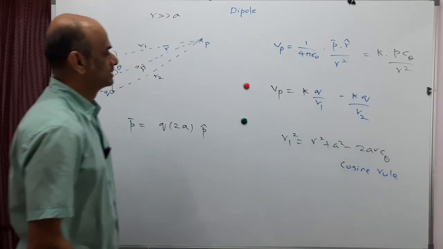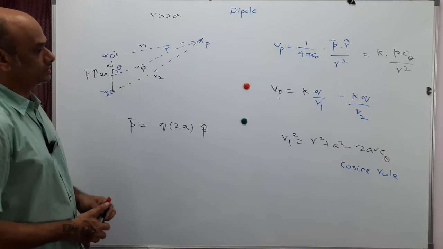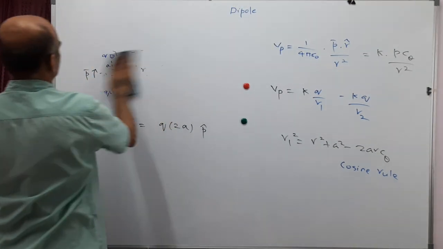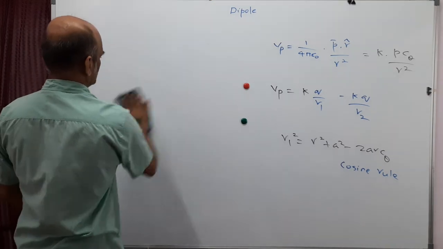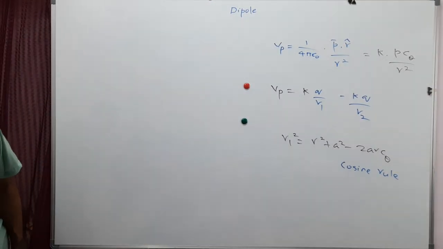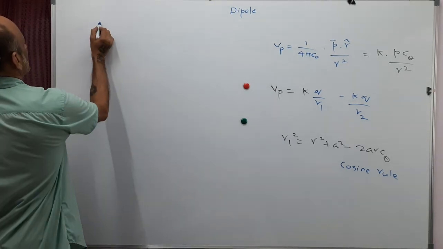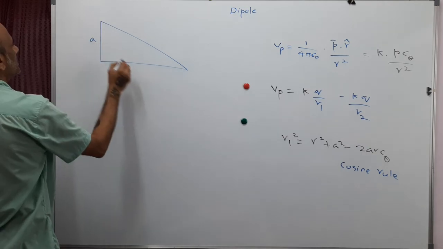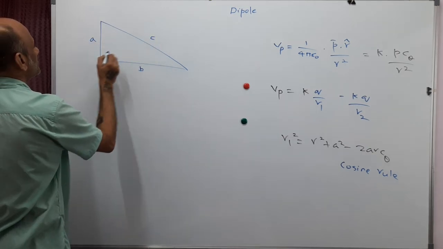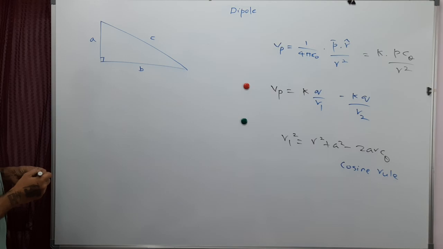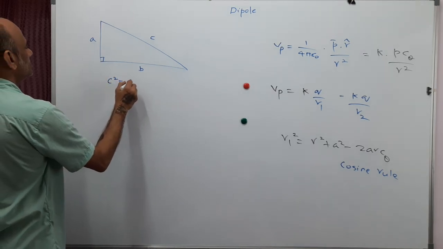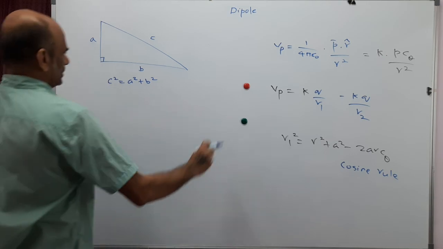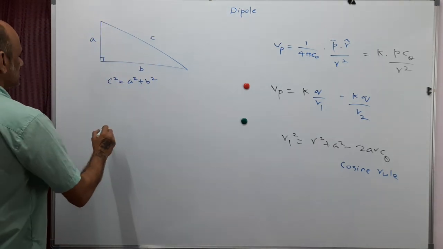For a triangle that can be proved. So the cosine rule can be proved from Pythagoras theorem for a right angle triangle A, B, C. C square equal to A square plus B square. This is Pythagoras theorem. But this cosine rule is for a general triangle.